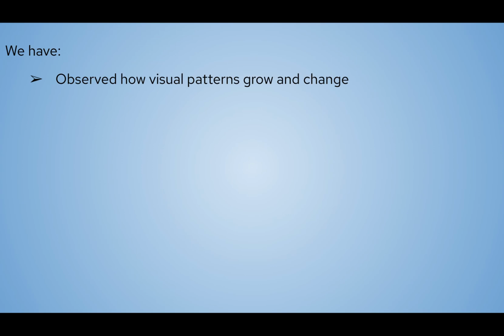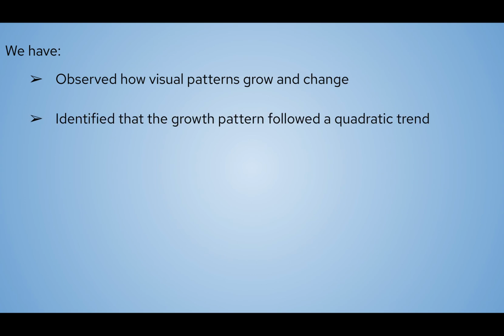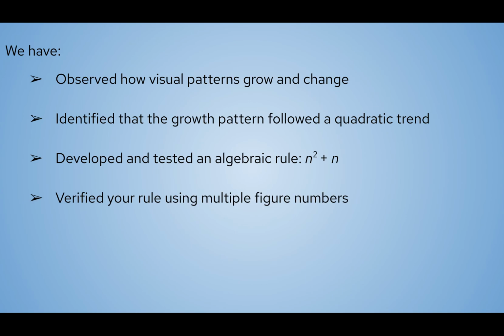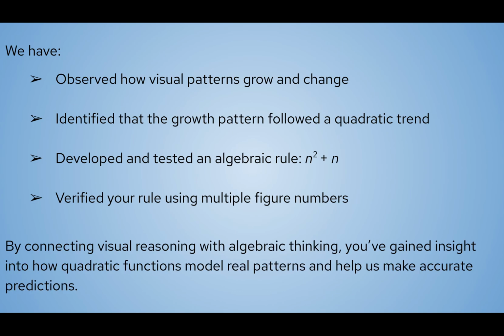So what have we done? Well, we observed how visual patterns grow and change. We identified that the growth pattern followed a quadratic trend. We developed and tested an algebraic rule, n squared plus n, and then we verified our rule using multiple figure numbers, a given and a not given. So by connecting visual reasoning with algebraic thinking, you've gained insight into how quadratic functions model real patterns and help us make accurate predictions.